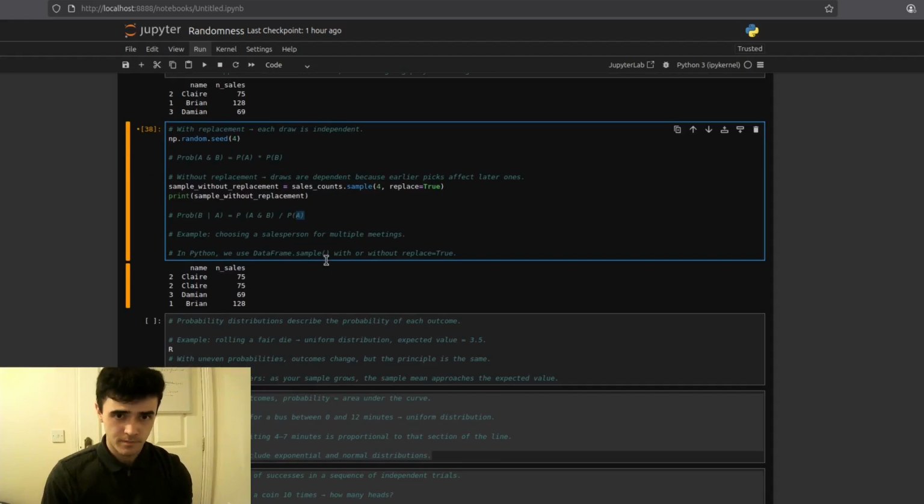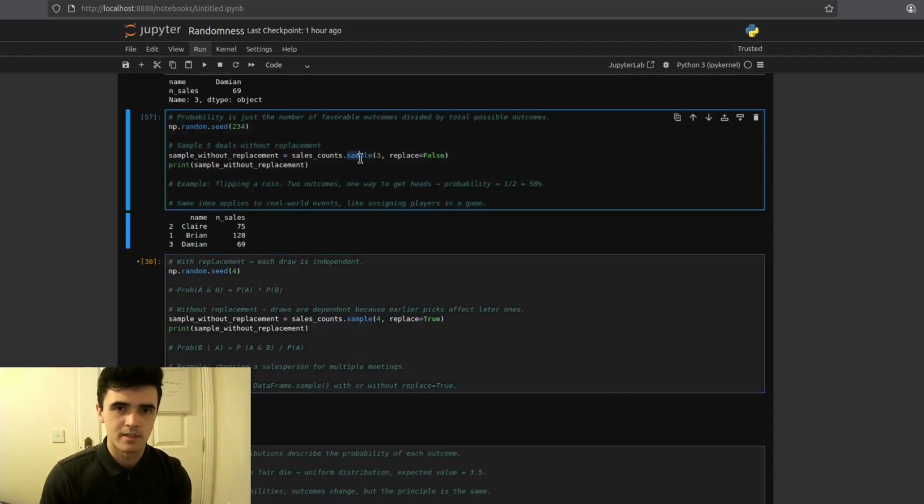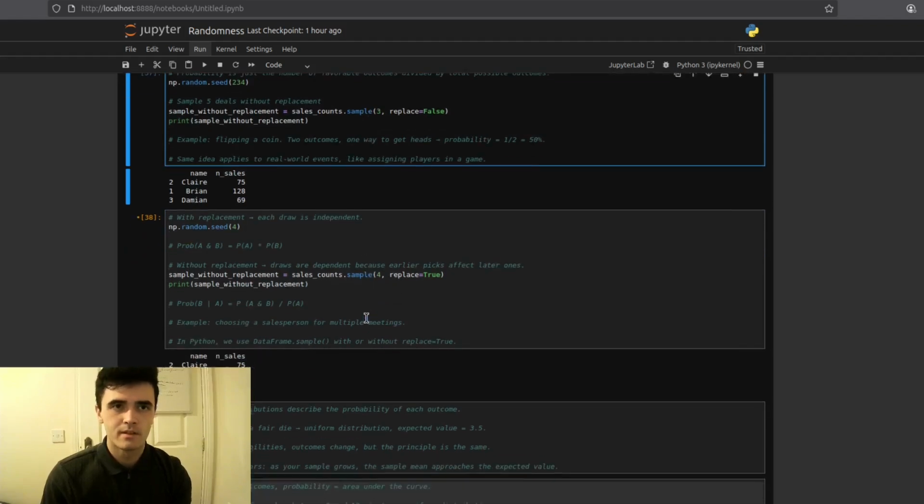But essentially it's the data frame, it's the pandas one. So the sample method comes from the pandas package.